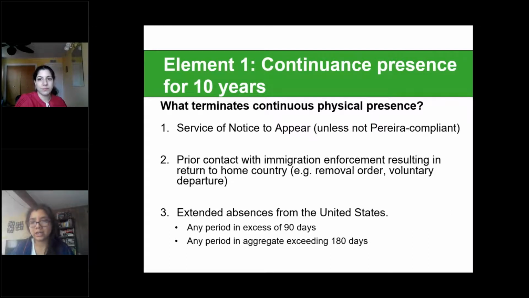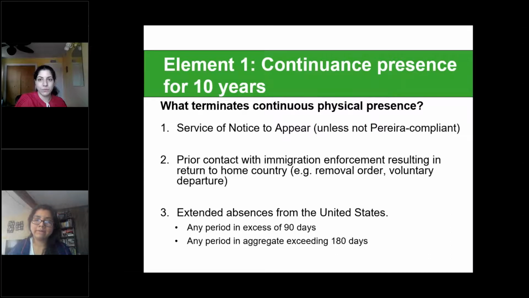However, make sure that you're looking at that notice to appear carefully, making sure that they're Pereira-compliant, that they have that time and date at the bottom. Of course, there's that Board of Immigration Appeals decision that says that defect is cured with the subsequent notice of hearing. So really look at the paperwork, seeing if there's anything that can stop the time or what arguments you can make.